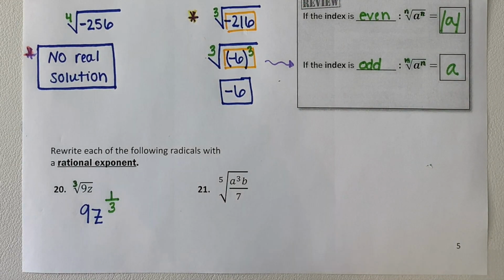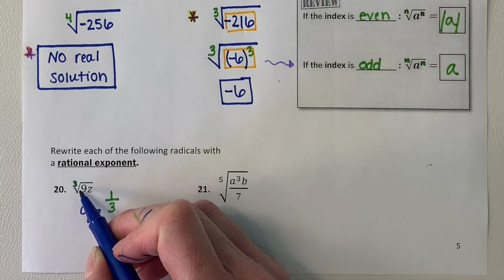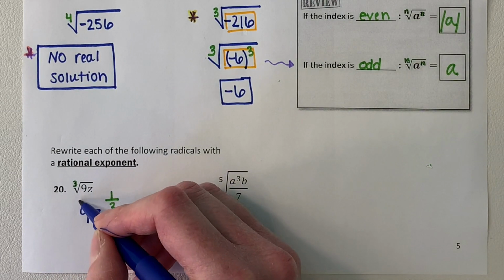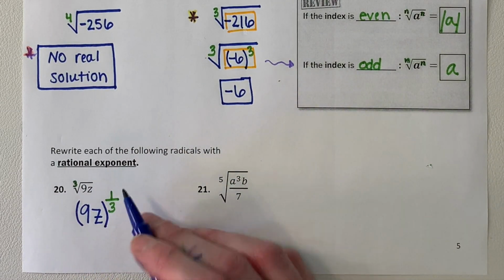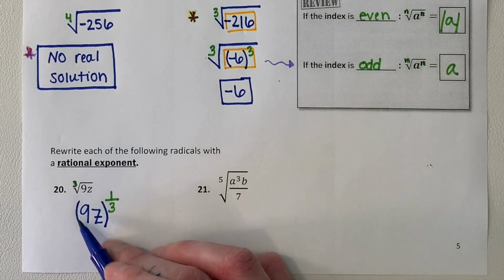Now be very careful here because this is incorrect. Since this cube root applies to the whole 9z, we need to add these parentheses here to ensure that this exponent is being applied to this whole 9z.